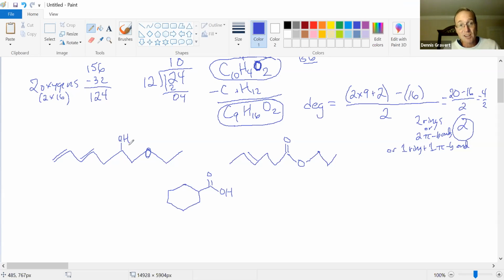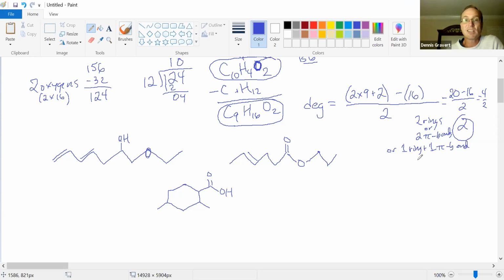Because skeletal drawings are drawn where you can only remove the hydrogens when they're attached to carbon. But the oxygen here is not carbon. If you want to show all the bonds to the oxygen, you have to include the hydrogen. All right, I got 7 carbons in this molecule so far, so I need 2 more. There we go. I got a ring and a pi bond.